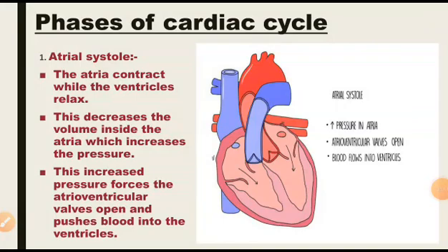Now let's see the phases of the cardiac cycle. The first phase of the cardiac cycle is known as the atrial systole. What happens? The atria contract while the ventricles relax. This decreases the volume inside the atria, which increases the pressure. So pressure is increased in the atria. Then the atrioventricular valves open and push the blood into the ventricles. So blood flows into the ventricles.